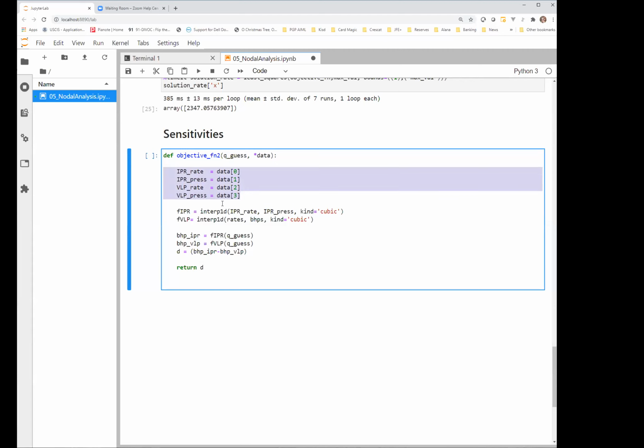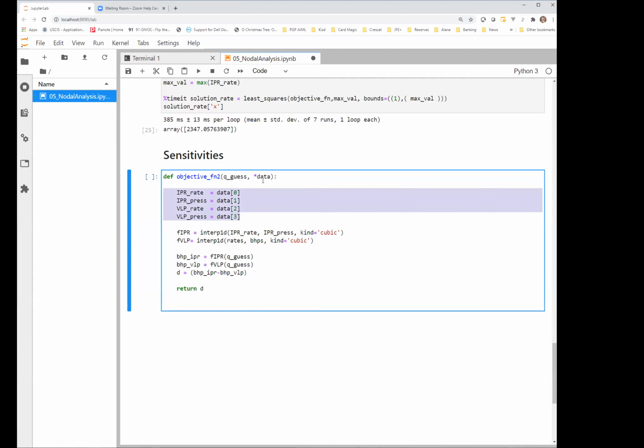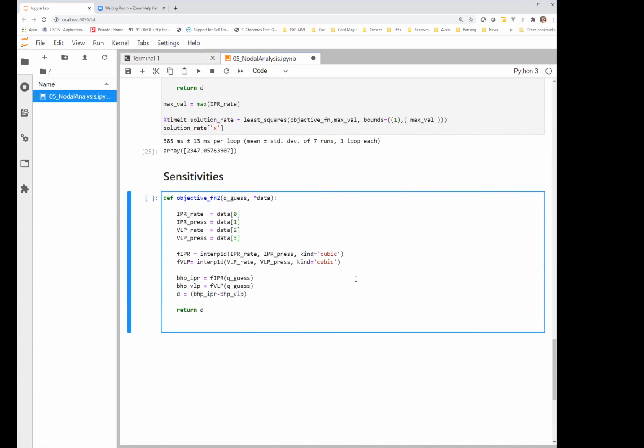So I'm just passing the vectors. I'm incorporating the vectors to do the interpolation within the function. It's nothing else like that.